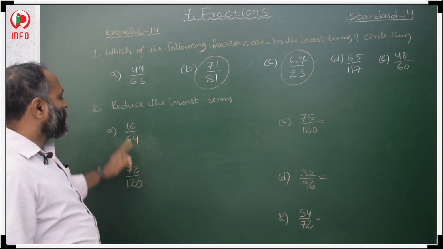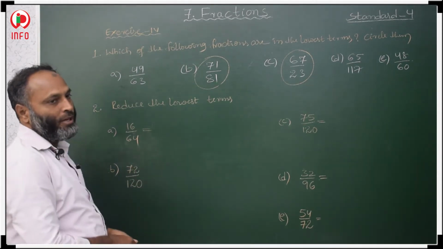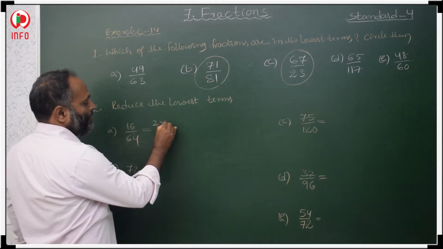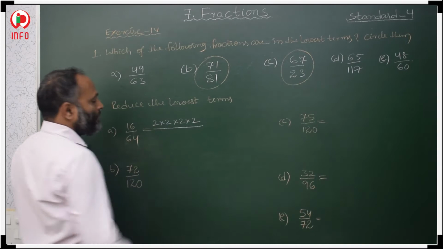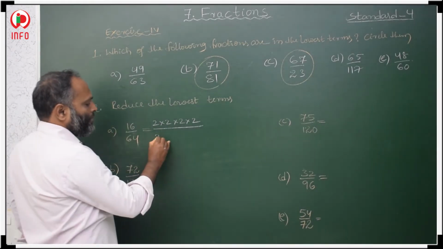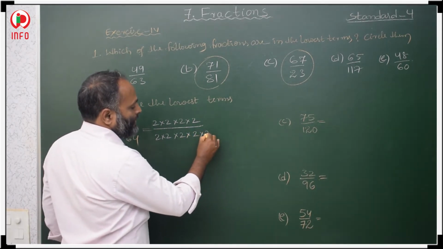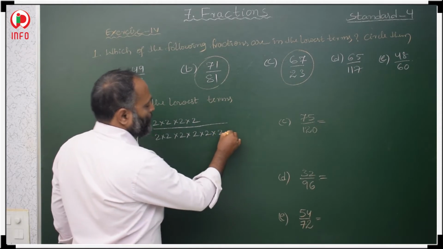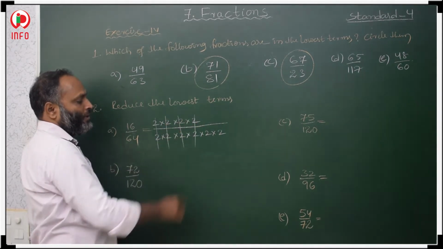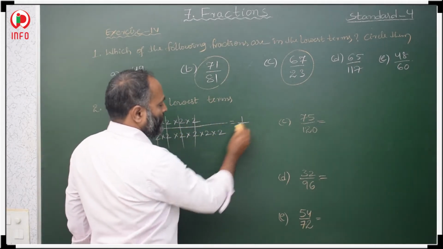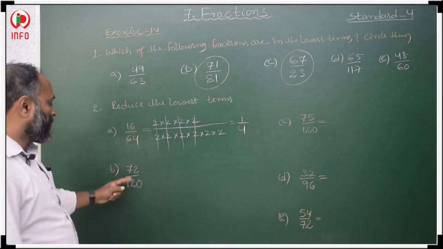Now 16 by 64, how to reduce this? See here, first write prime factors. 2 2s are 4, 4 2s are 8, 8 2s are 16. Then 64: 2 2s are 4, 4 2s are 8, 8 2s are 16, 16 2s are 32, 32 2s are 64. One 2 cancels one 2, four times. Here nothing is left, means 1 is left. 2 2s are left, 2 2s are 4. This is the simplified form.